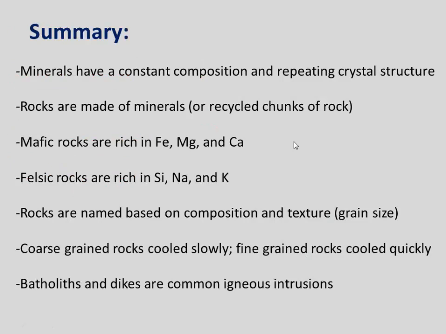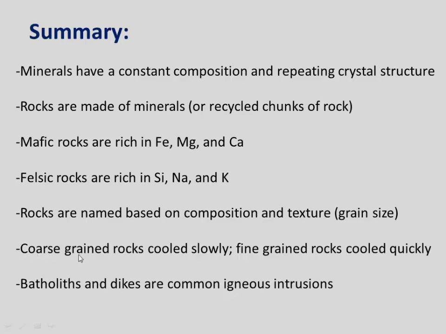So in summary, in this video you learned that minerals have a constant composition and a repeating crystal structure. Rocks are made up of minerals or sometimes of recycled rock chunks. We then learned that mafic igneous rocks tend to be rich in iron, magnesium, and calcium, and felsic rocks tend to be rich in silica, sodium, and potassium. We can name igneous rocks based on either their composition or their texture, i.e. their grain size.